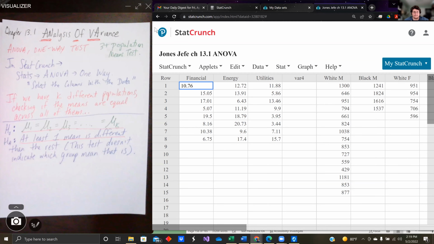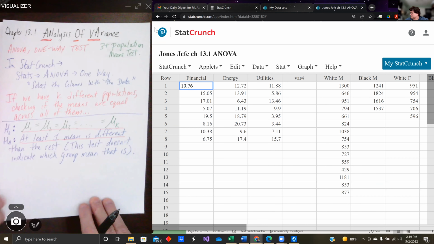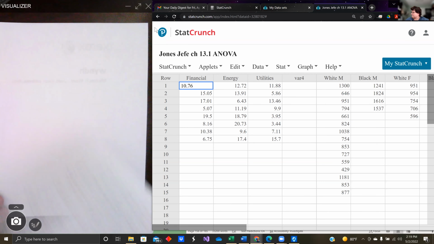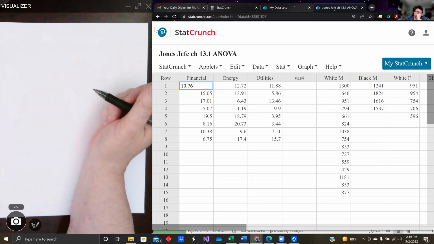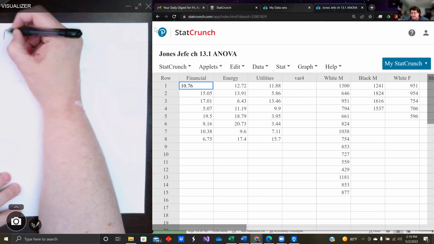Give you a second to write that down, then we'll talk about the requirements of the ANOVA test. If you need this up longer, just say so and I'll put it back. So what are the requirements for the ANOVA test?